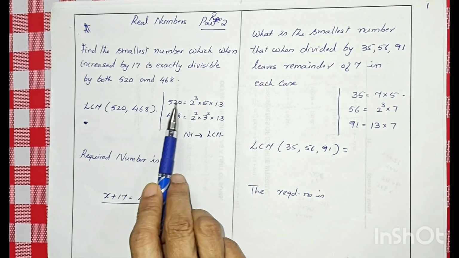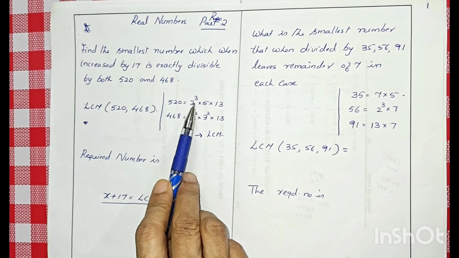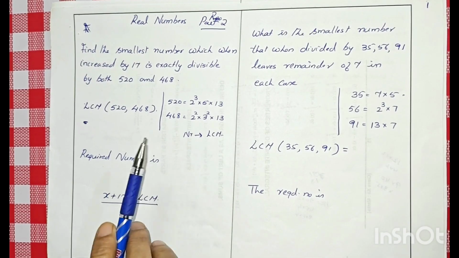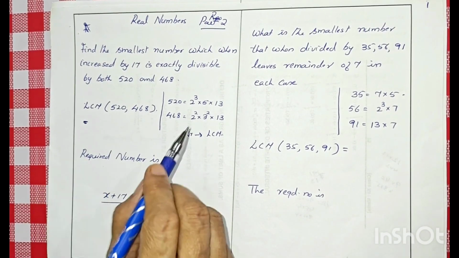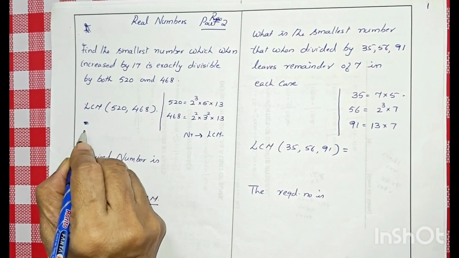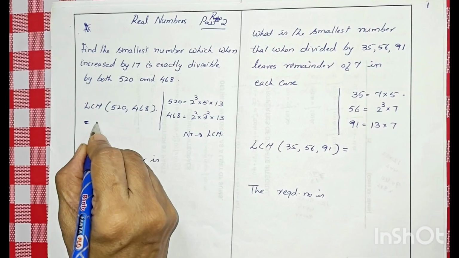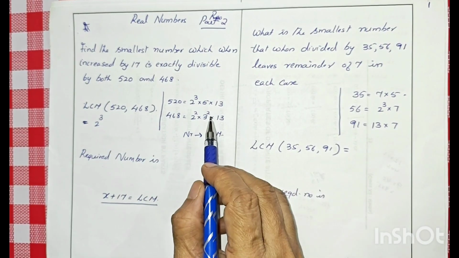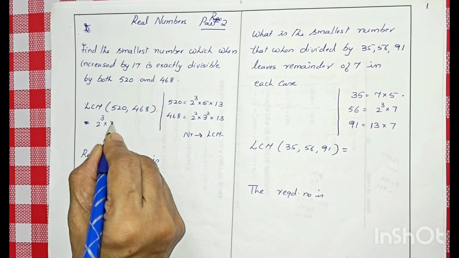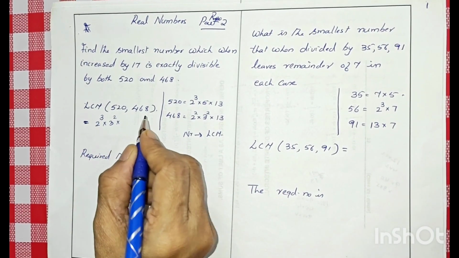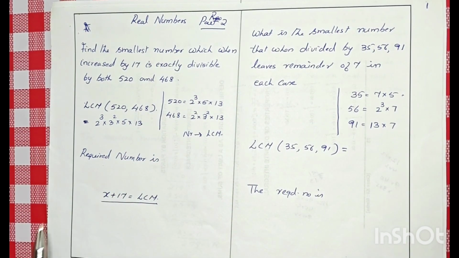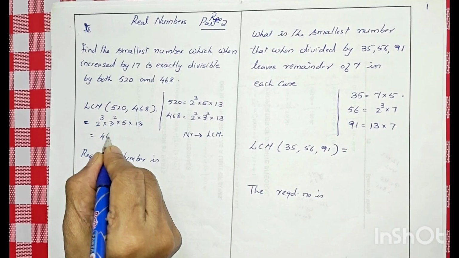Using the prime factorization method, you have to write each number as a product of primes. Remember that? So from this we will now write the LCM. What did we say? For LCM you have to consider all the factors. So it is 2 cube and 2 squared, so we will take 2 cube. Then 3 squared is not there in 520, but still you should take 3 squared. Then 5 into 13. So when you multiply this, you will get 4680.